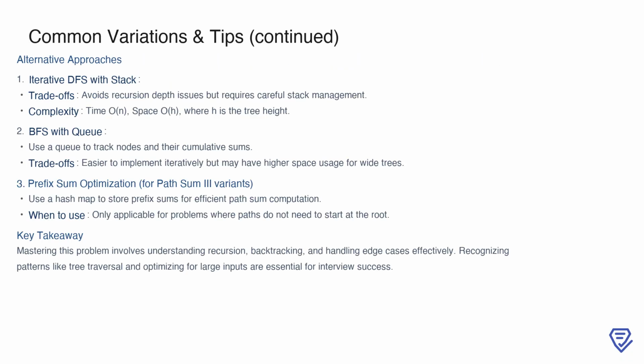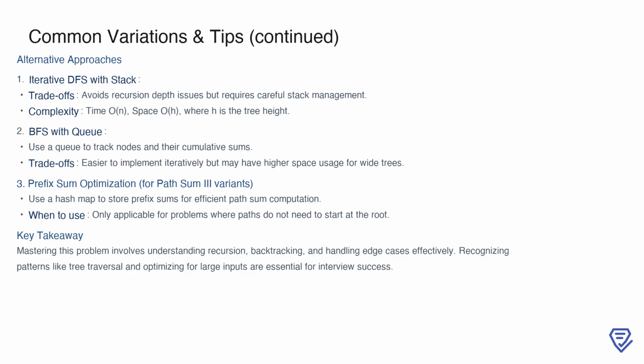There are also alternative approaches to solving this problem. Iterative DFS with a stack is a good option if you want to avoid recursion depth issues, but it requires careful management of the stack to ensure correctness. This approach has a time complexity of O(n) and a space complexity of O(h), where h is the height of the tree. Another option is using BFS with a queue, which tracks nodes and their cumulative sums. This method is often simpler to implement iteratively, but it can use more memory for wide trees.